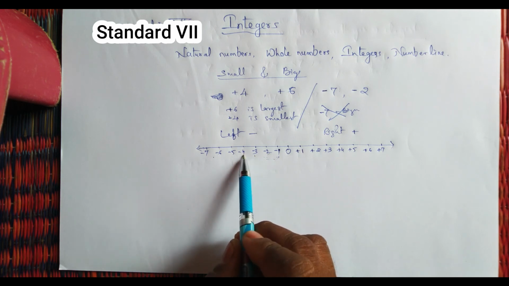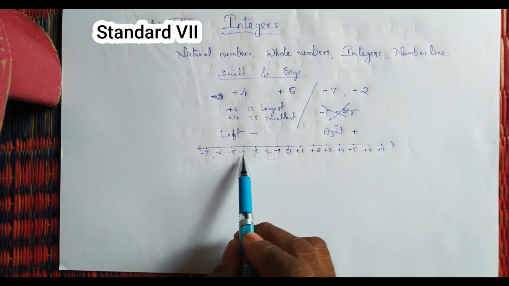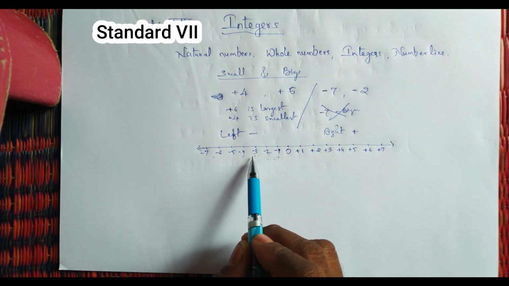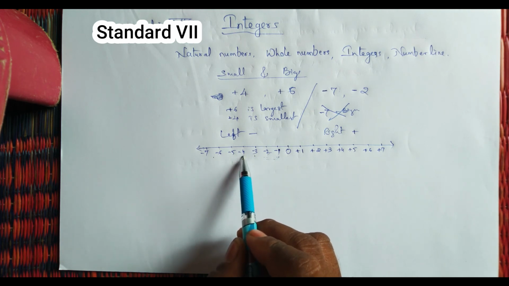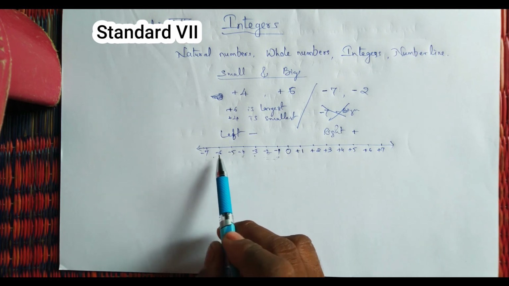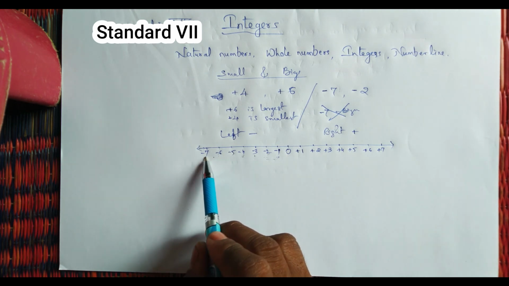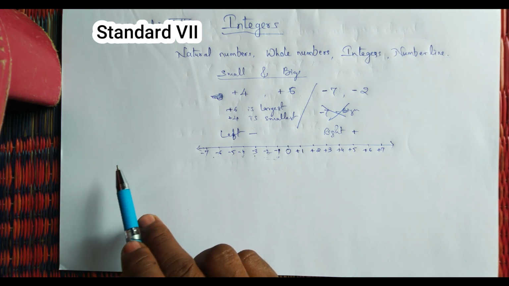I will repeat once again. Don't look at the bigness of the number, you have to find out the value of the number. So minus 3 is greater than minus 4, minus 4 is greater than minus 5, minus 5 is greater than minus 6, minus 6 is greater than minus 7, minus 7 is greater than minus 8, and so on.